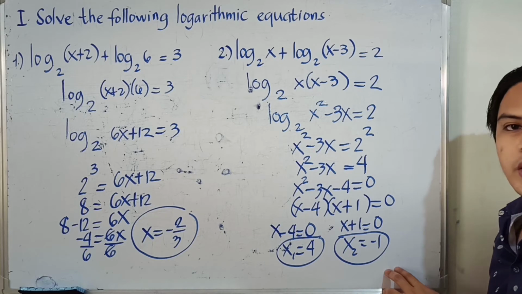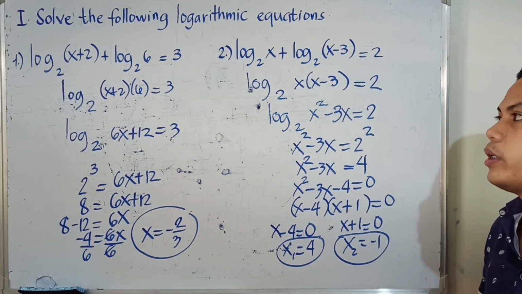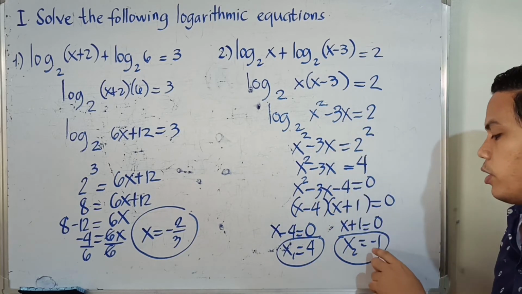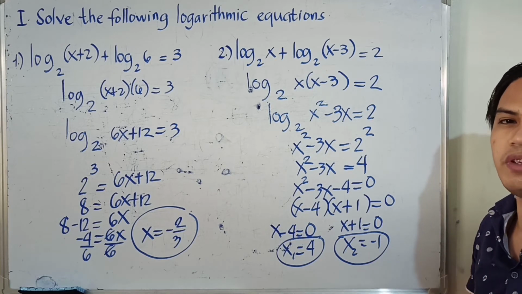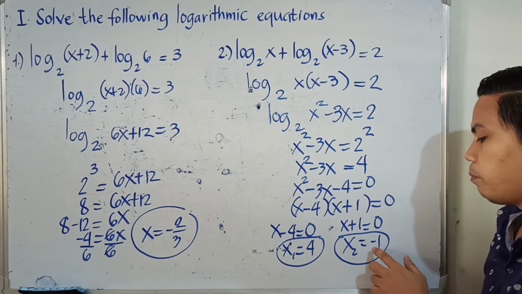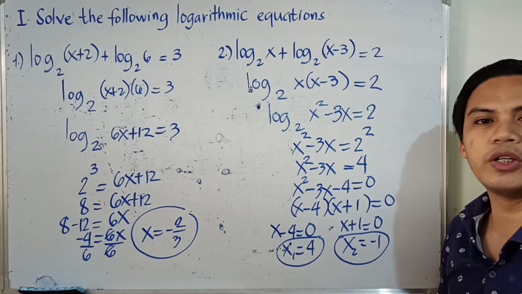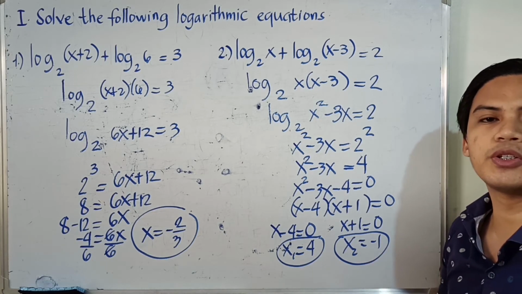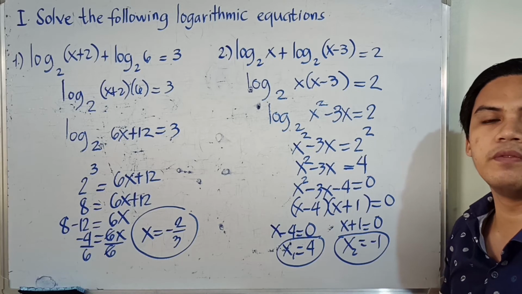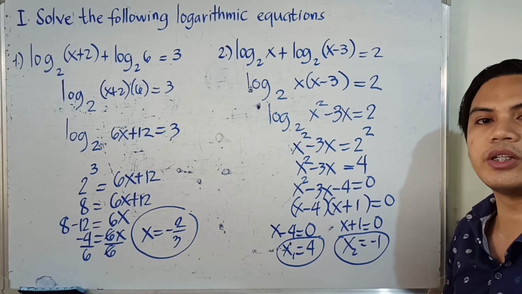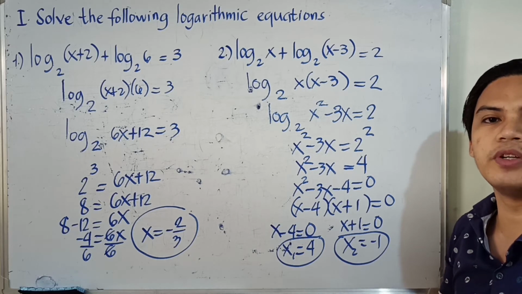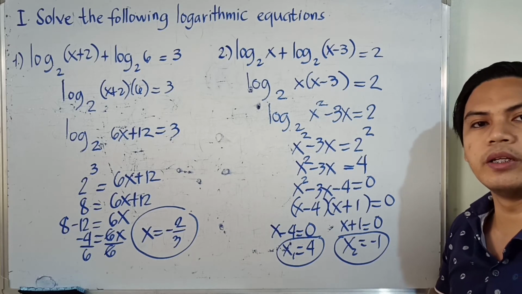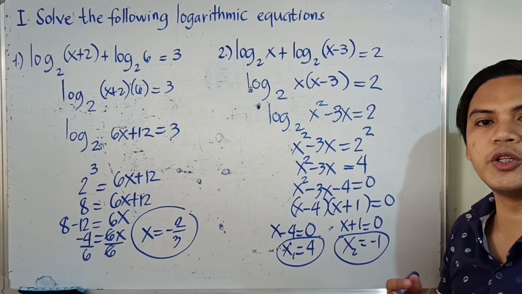So the value of x would be positive 4. Okay, how about negative 1? Can we accept negative 1 as the value of x? Since it is negative, we are going to consider this one as an extraneous root. So why is negative not allowed? As we recall the definition of logarithm, the base should always be a positive real number that is greater than 0. So since the base is always a positive real number, then we can also expect that the argument part is always positive.